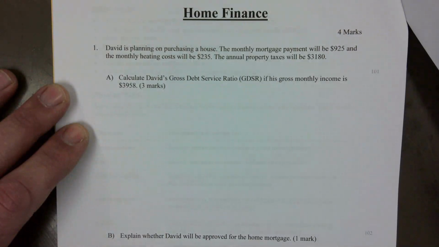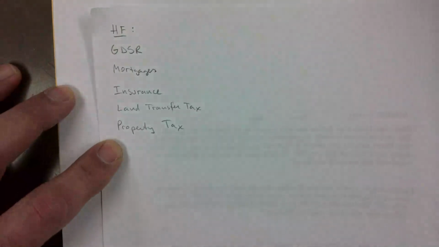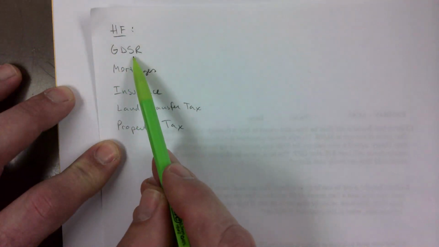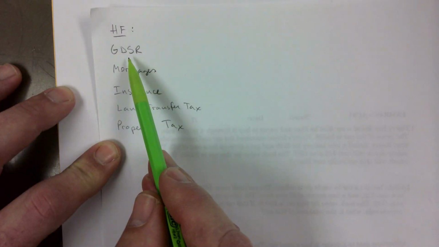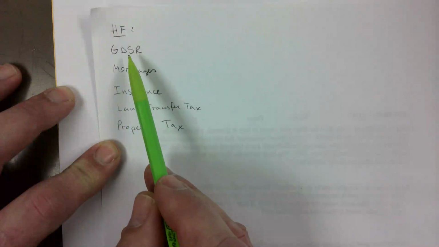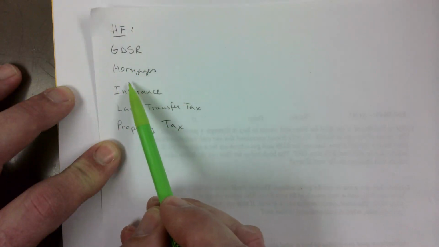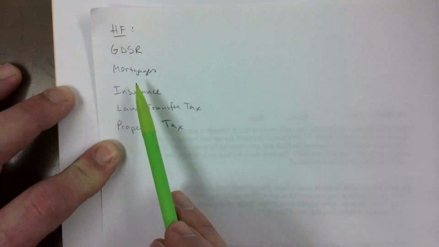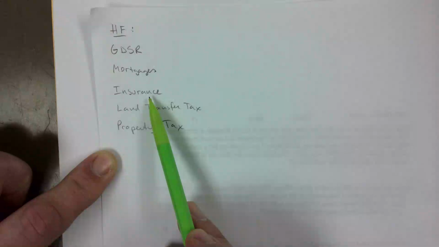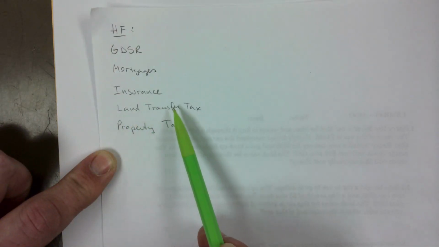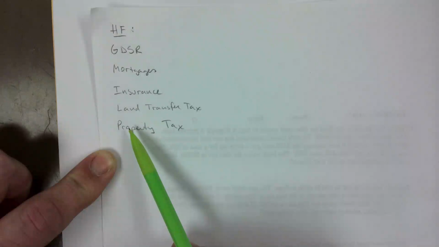So January 2016, go to page 1. I want to focus on these topics. If you look up here real quick. Okay. GDSR, you need to know how to do it. It should be a slam dunk every time. Mortgages, just in general, finding payments, you should know it every time. Insurance, I want you to nail that one every time. Land transfer tax and property tax.